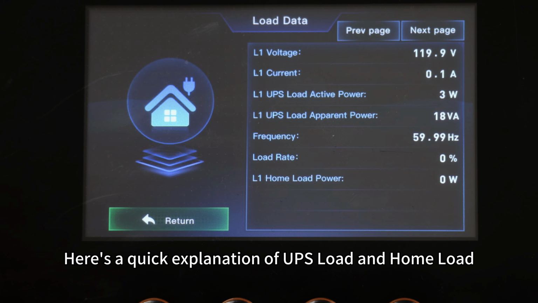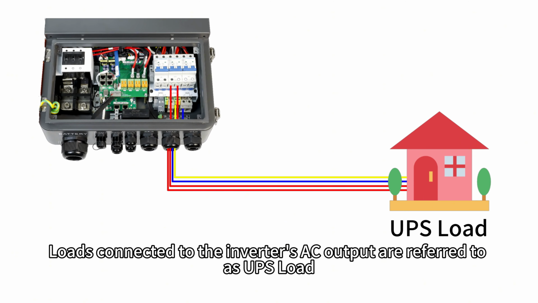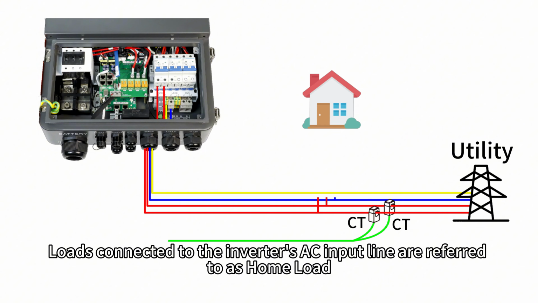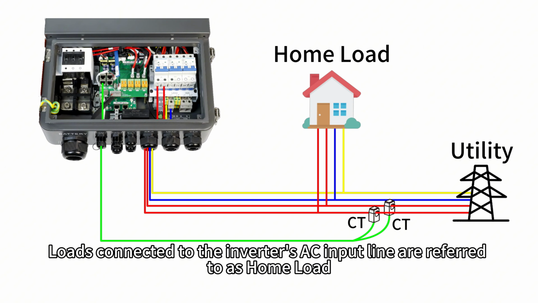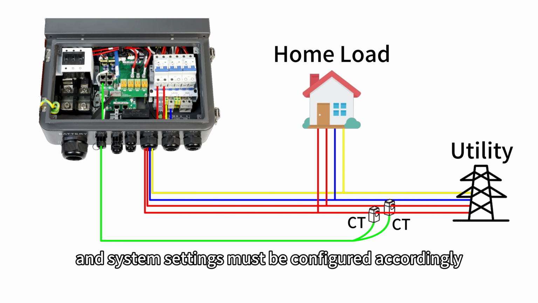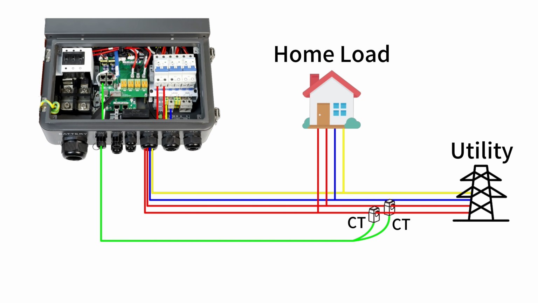Here's a quick explanation of UPS load and home load. Loads connected to the inverter's AC output are referred to as UPS load. Loads connected to the inverter's AC input line are referred to as home load. Please note, using home load requires meeting both hardware and software conditions. A setting must be installed and system settings must be configured accordingly. We'll cover these settings in a later video.